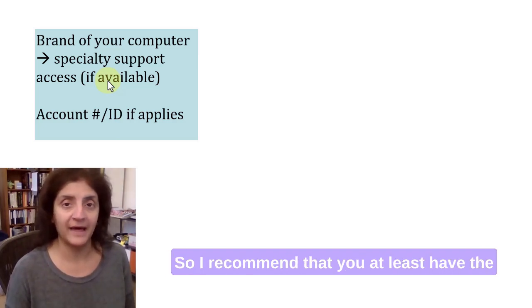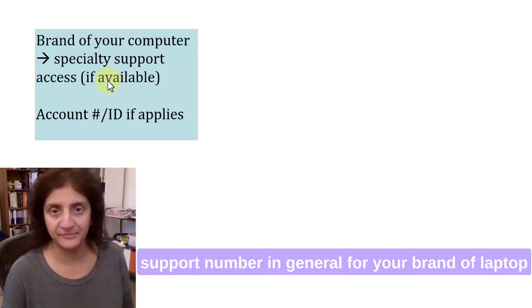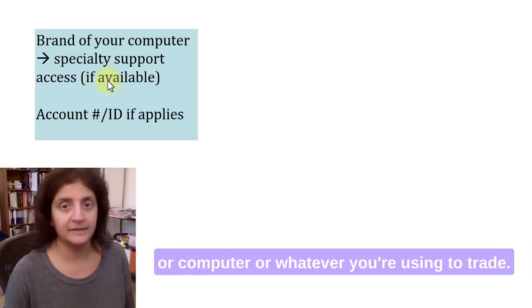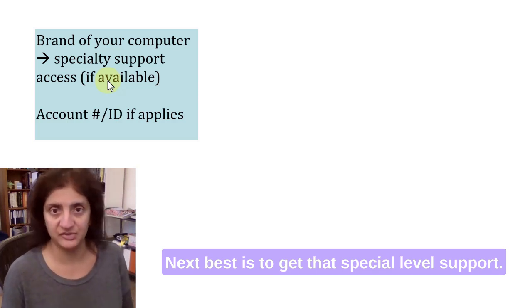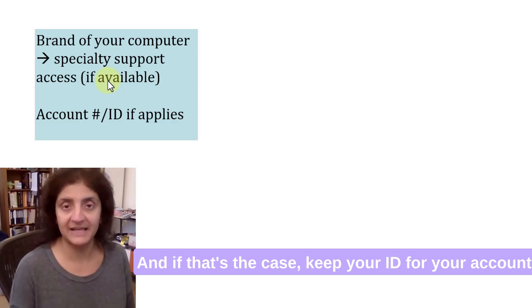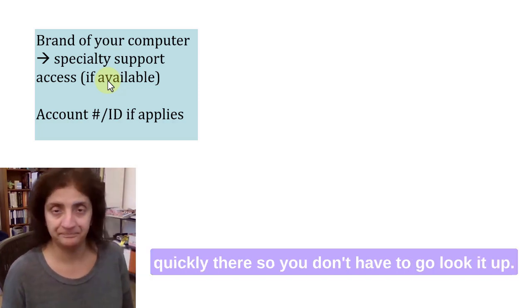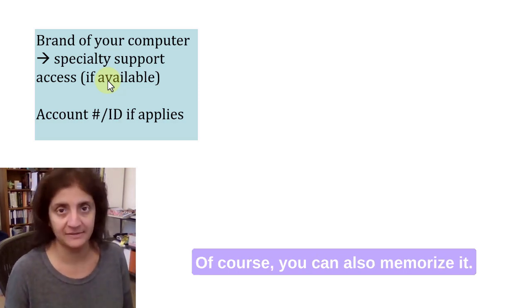So I recommend that you at least have the support number in general for your brand of laptop or computer or whatever you're using to trade. Next best is to get that special level support. Almost all the major brands have it available. And if that's the case, keep your ID for your account quickly there so you don't have to go look it up. Of course, you can also memorize it.